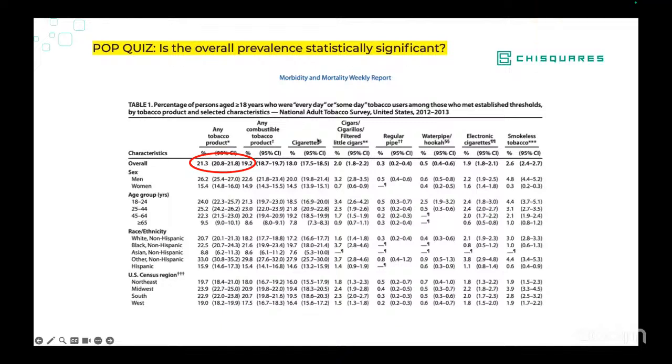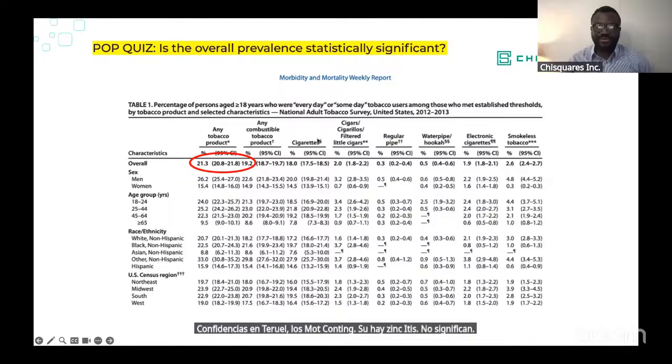Huda. Good afternoon. The confidence interval does not contain 0, so I think it is not significant. All right, thank you. One more answer.